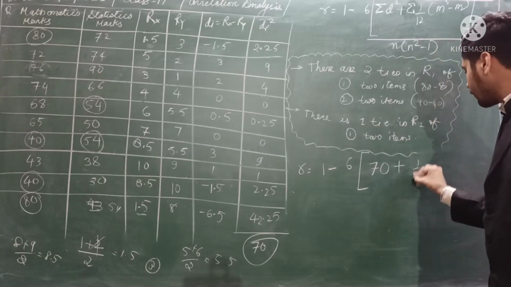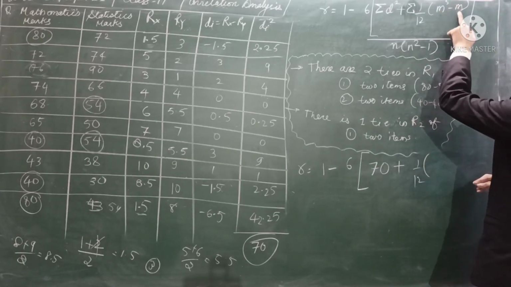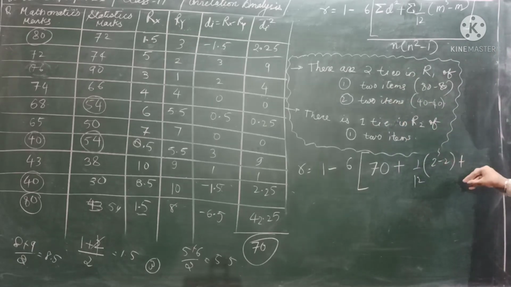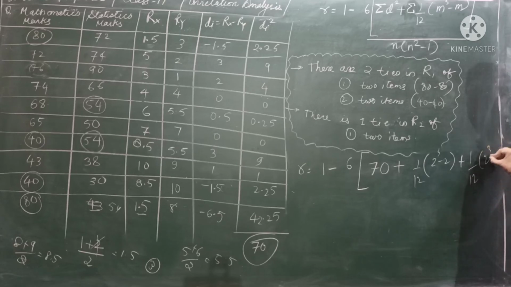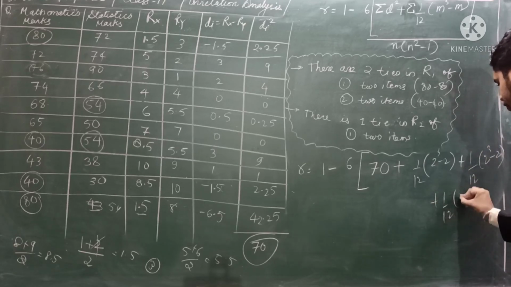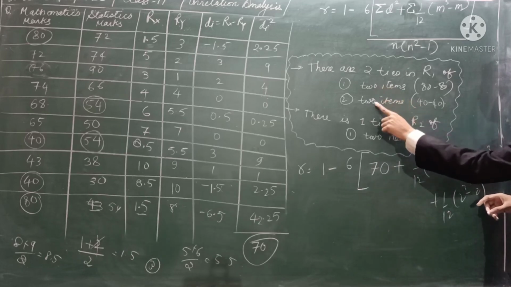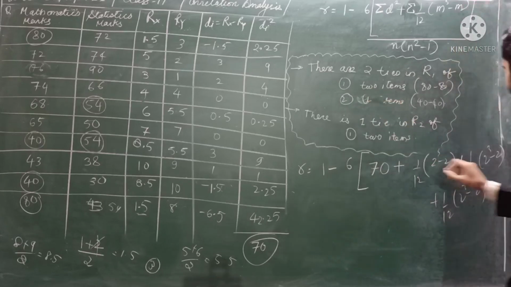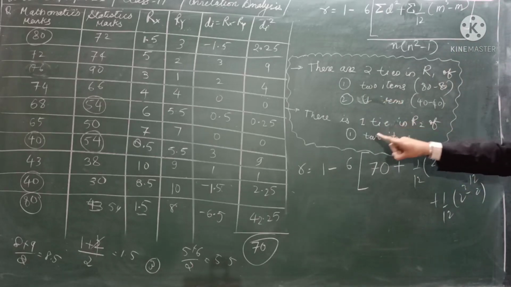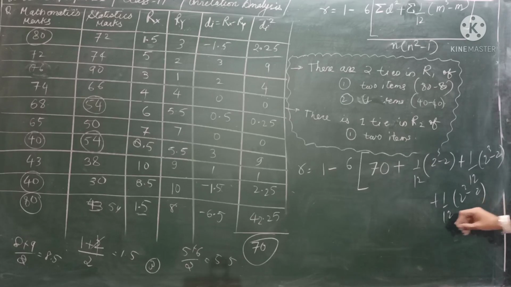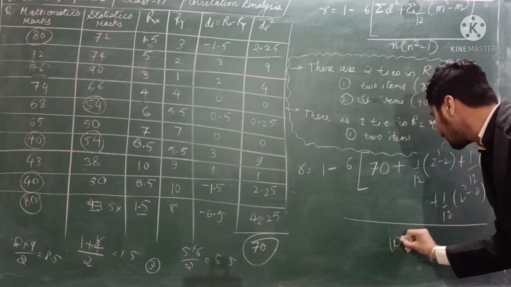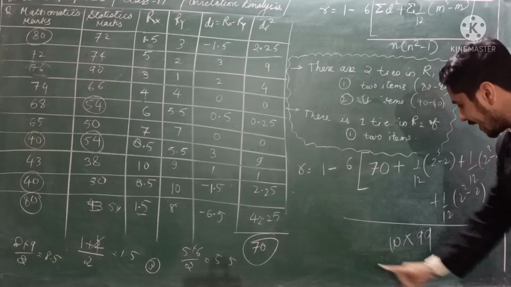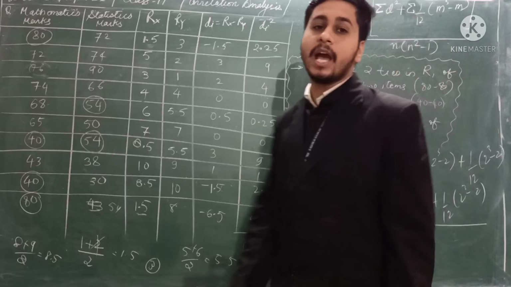So how to denote 1 upon 12 n cube minus m? For this one it will be 1 upon 12 of 2 cube minus 2, and 1 upon 12 of 2 cube minus 2 again. So for this 2 you have to write it 3 times. If there were 3 items, then here it would be 3 cube minus 3. If there are 4 items, then 4 cube minus 4. Whole divided by, there are 10, so 10 into 10 square minus 1, that is 10 into 99. Now calculate this value, you will get the answer.